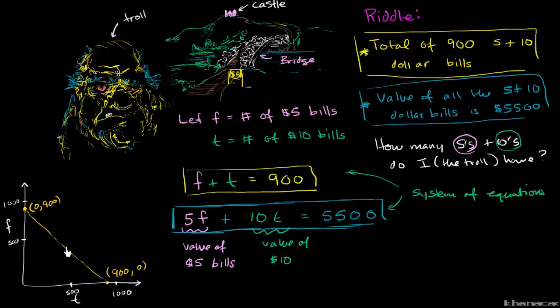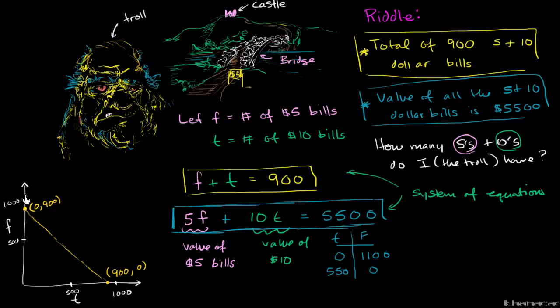Obviously, there's a bunch of them, so we don't know which is the one that the troll actually has. But lucky for us, we have a second constraint, this one right over here. So let's do the same thing. In this constraint, what happens if we have no 10s? Then we have 5f is equal to 5,500. Let me do a little table here because this is a little bit more involved. If I have no 10s, f will be 1,100. I must have 1,100 5s. If I have no 5s, and I have 10t is equal to 5,500, that means I have 550 10s.